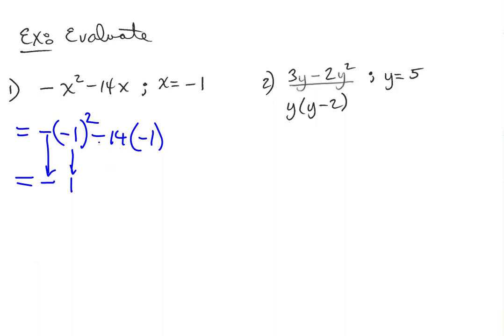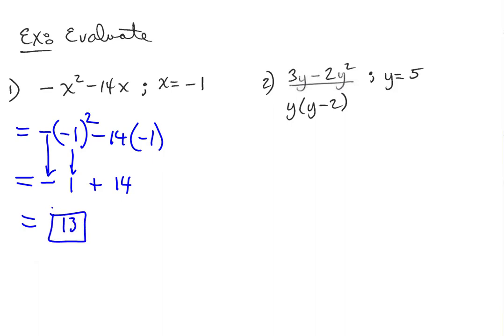Moving on, we now have minus 14 times negative 1. Well, negative times a negative is really a positive. So I'll just make this plus 14, which means we really now have negative 1 plus 14. Ultimately, of course, that would be positive 13 as our final result.